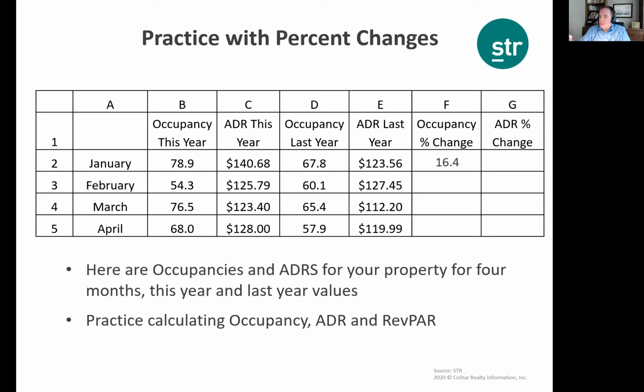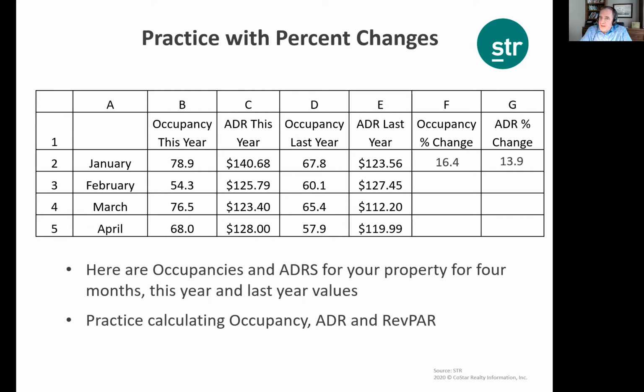We do ADR percent change. What would that be? 140.68 minus 123.56. Go ahead and calculate the difference. Then divide that into 123.56, and you're going to get an ADR percent change of 13.9.